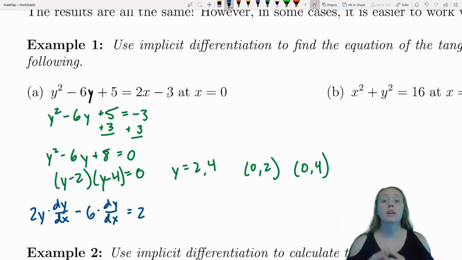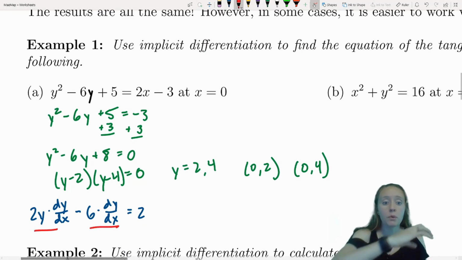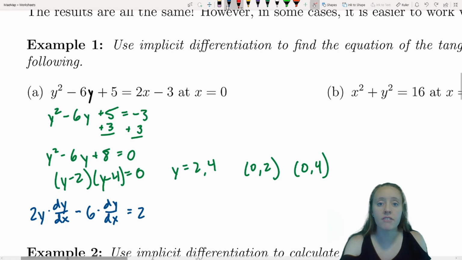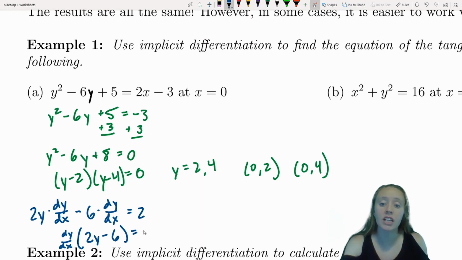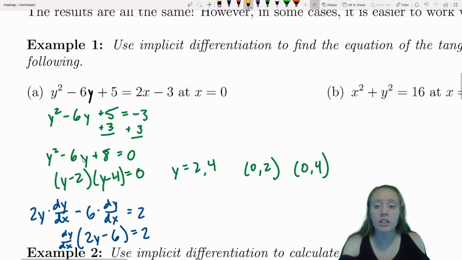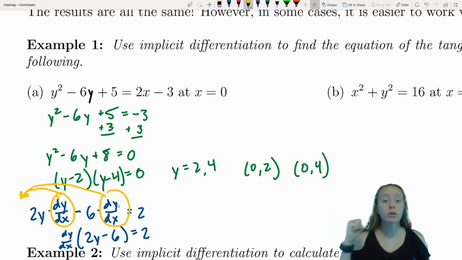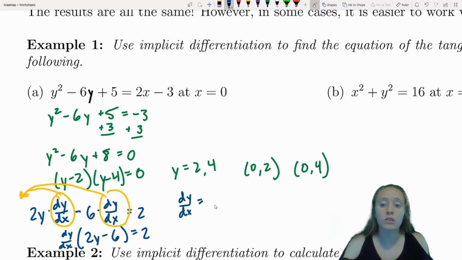Now remember, what I'm trying to solve for is my derivative so that I can get the slope for each of my tangent lines. So if I'm trying to solve for dy/dx, because it's in both terms, I will pull that out of each of my terms. So dy/dx is multiplied by 2y minus 6, and that's all equivalent to 2. All I did was take dy/dx, my common term, and pull it out in front because I want to solve for dy/dx. Now that I have it multiplied by everything, I'll just divide by everything else. So dy/dx is equal to 2 divided by 2y minus 6.